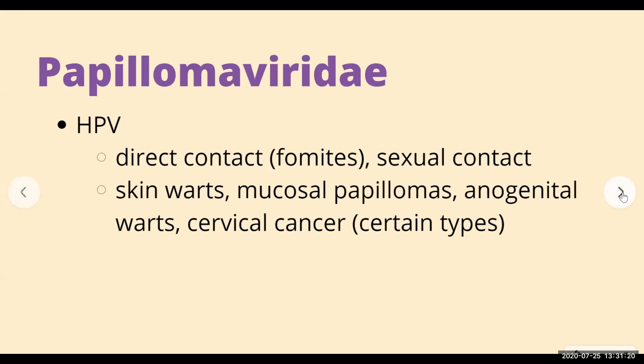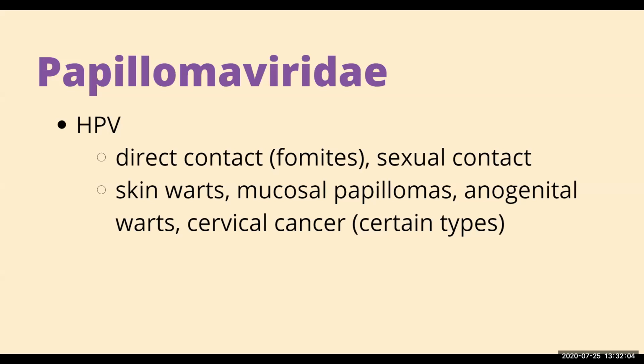The next family is your Papillomaviridae. So this is your HPV or the human papillomavirus. So the human papillomavirus can be transmitted through direct contact. So direct contact, so fomites. Later we will discuss what fomites are. So sexual contact. So this is really the most direct contact, or sexual contact. So the most common route for this HPV is sexual contact. So it can cause your skin warts. So if it is direct contact only, not sexual contact, you get skin warts.